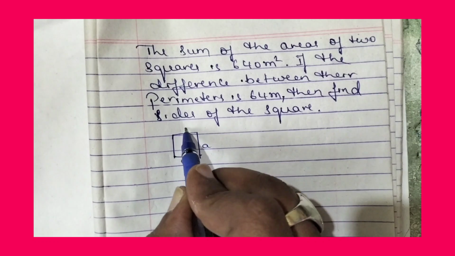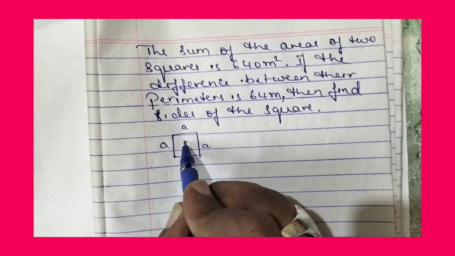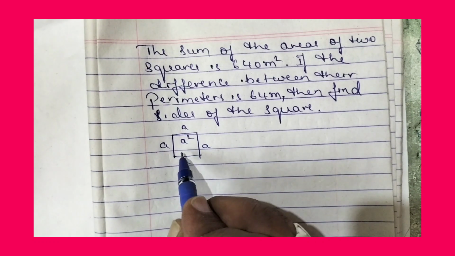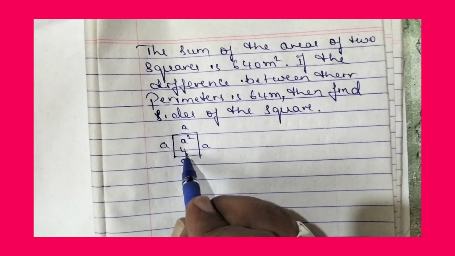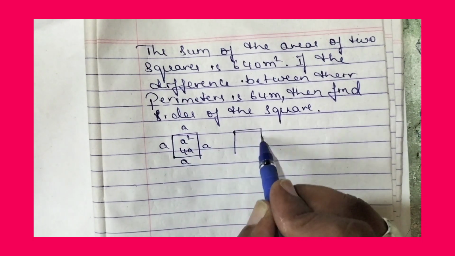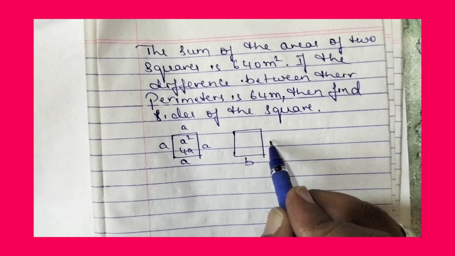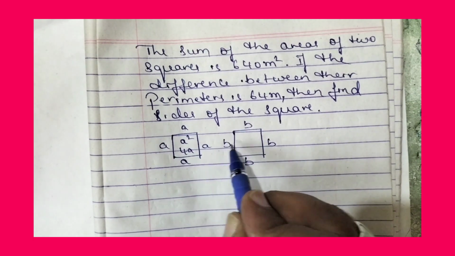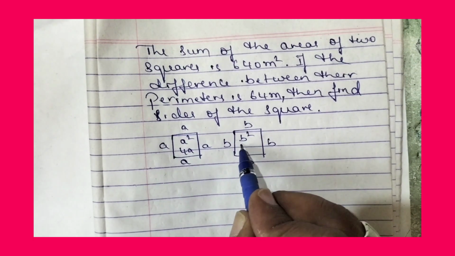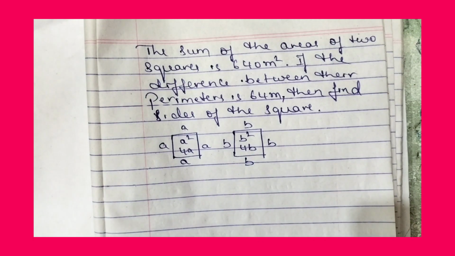Each side of this square measures a, therefore its area is a square and the perimeter is 4a. And one more square is there. Each side of that square measures b meters and therefore its area is b square and its perimeter is 4b.